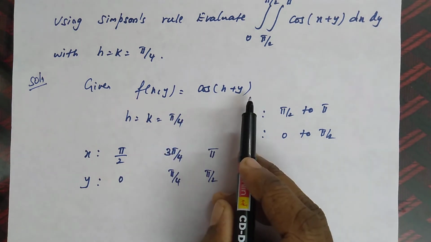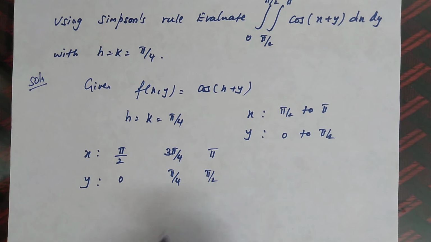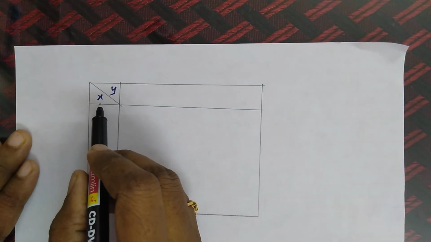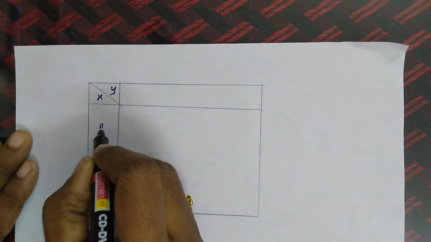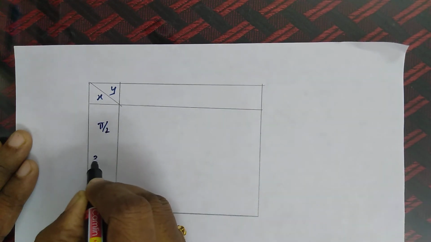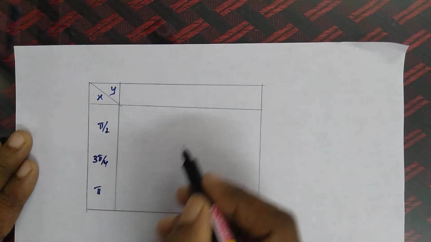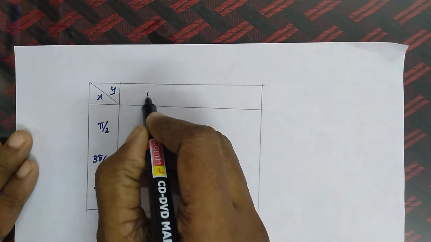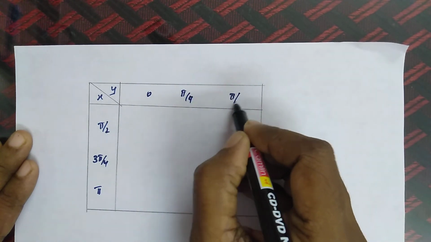First write the f of xy, hk, x limit and y limit, x data and y data. The next step is we are going to fill the table. After fill the table values, we can write the formula. Can take the x value and y value. So x values are pi by 2, 3 pi by 4 and pi. Similarly corresponding y values 0, pi by 4 and pi by 2.